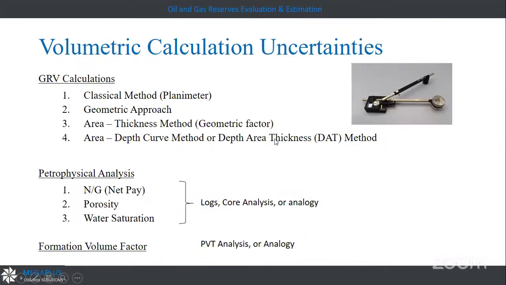Briefly, I will go through how to calculate each item. When dealing with the gross rock volume calculation, we have a classical method found in classical fundamental reservoir engineering books: the geometric approach, the area-thickness method, and the area-depth curve. For the petrophysical analysis, as mentioned in the equation, we have to get the net to gross ratio, the porosity and the water saturation. And finally, the formation volume factor can be estimated from PVT analysis or by analogy.